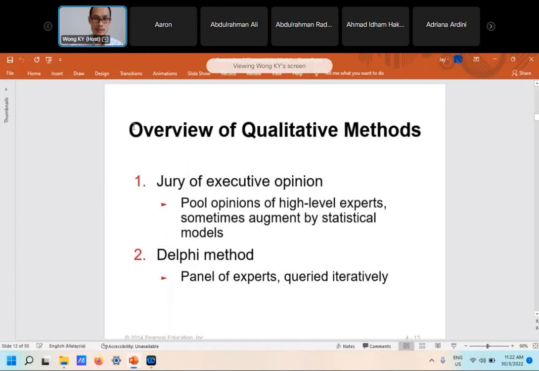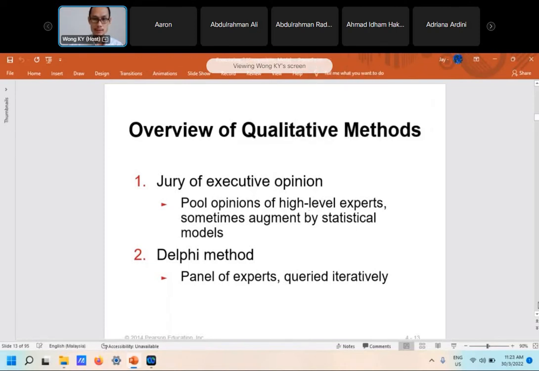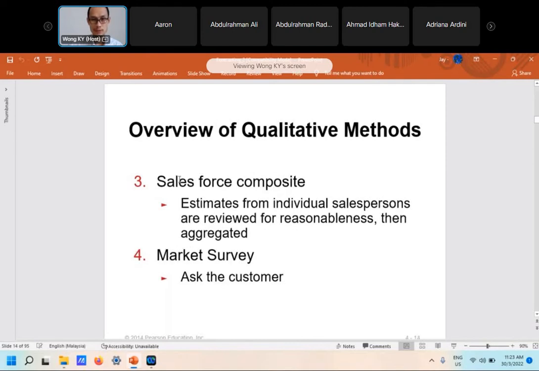Right, let's discuss more on the types of qualitative methods. There are 4 different types of qualitative methods in the textbook. First is called jury of executive opinions, means a pool or panel of expert opinions. Second, you can use Delphi method. Third, you can use what we call sales force composite. Fourth is called market survey.